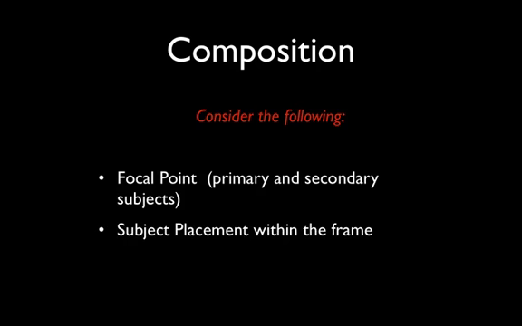Subject placement within the frame. And here's an interesting concept: negative space. So let's have a look. The focal point would be the primary subject. Well, it's trees, but you can see that the trees in the foreground, well, they're larger because they're closer to the camera, but they're also sharper. So the trees in the foreground are primary focal points.